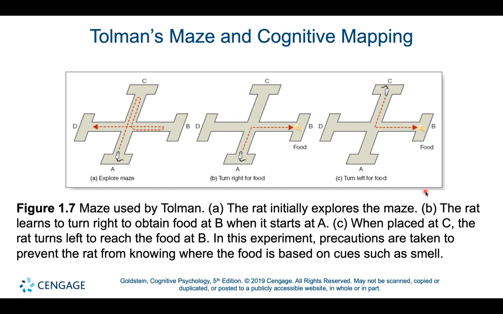So, I'm sorry, I forgot I had this slide. It would have been much easier for me to explain this visually with this slide, right? So, the rat learns that no matter where it's put in the maze, it learns how to get to the food, even though here it's got to turn left, and here it's got to turn right.